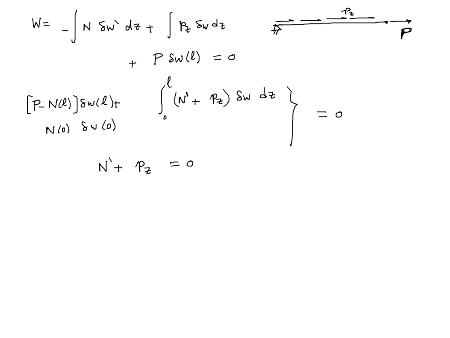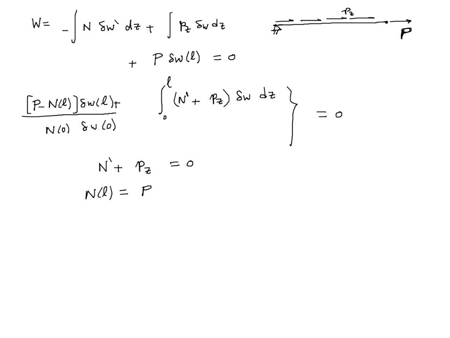So the boundary conditions on the right boundary we can derive by looking at this term here, where we're going to see that P minus N at L times delta w at L equals zero. We don't know the axial displacement at L, and as such, delta w at L is an arbitrary number. So the only way that the multiplication will always be zero is that P minus N at L is equal to zero. So this tells us that N at L equals P. This is the boundary condition on the right-hand side.